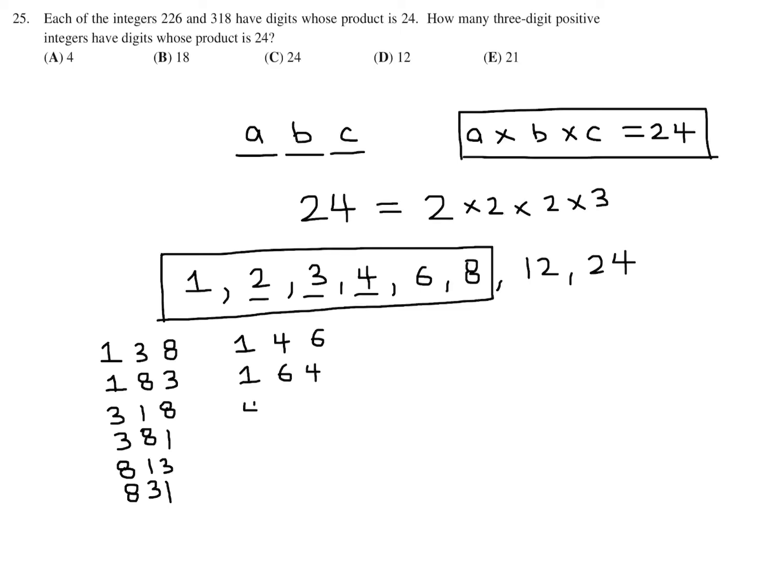164, 416, 461, 614, and 641. All right, all of these have that property that when you multiply the digits together, it equals 24. Okay, let's move on.